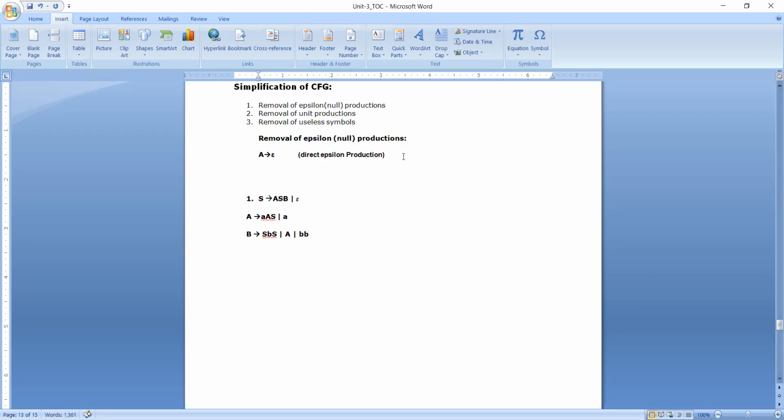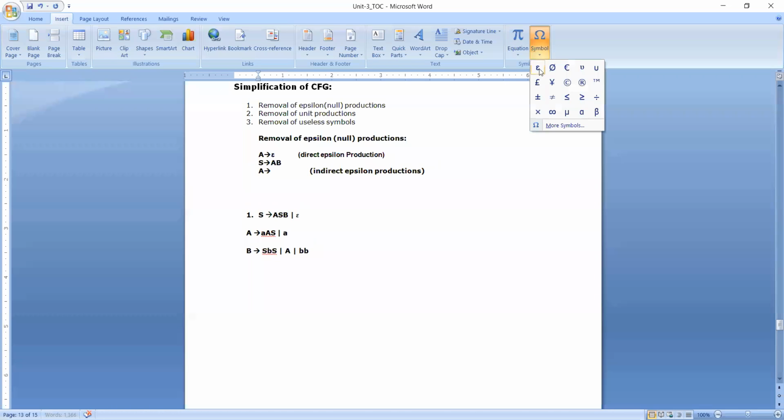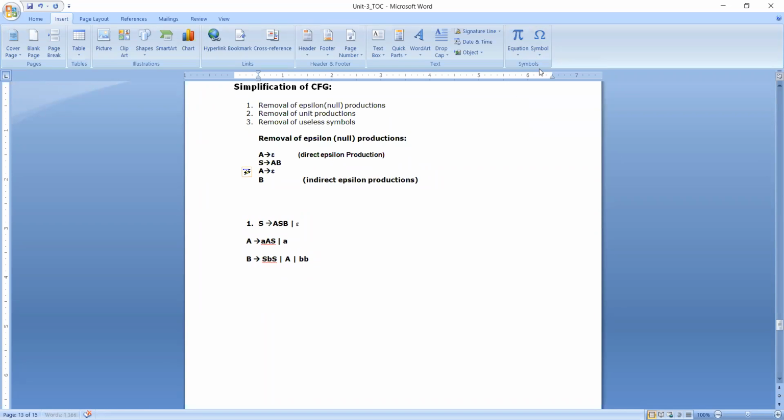And it is also possible that we may have indirect epsilon productions. Please try to understand. What is the meaning of indirect epsilon productions? Let me write. I have a production like this, S derives to AB. And I have one more production, A derives to epsilon. And then I have one more production, B derives to epsilon.